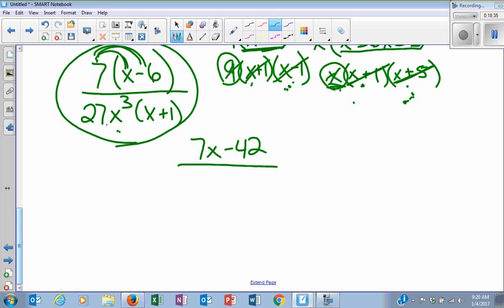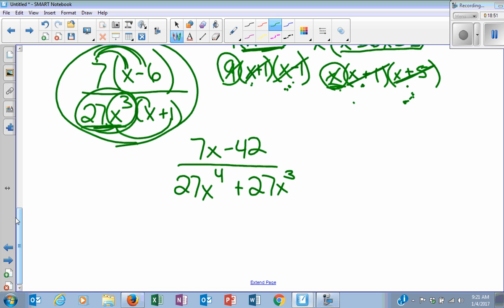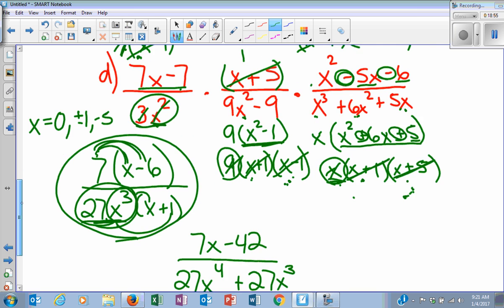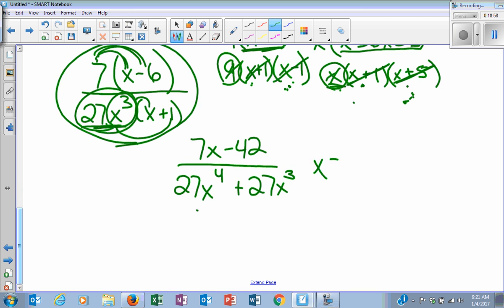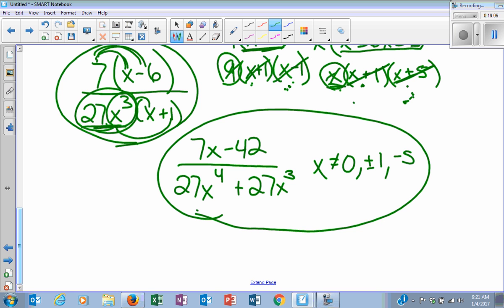Here, they're going to distribute the 27x cubed. And so up front, I'm going to have a 27x. When I do x to the third times x, it becomes x to the fourth. And then when I distribute this times a 1, it becomes plus 27x to the third. And that's the answer the book gave me, with the restrictions being x cannot equal 0, plus or minus 1, or negative 5. That is my final answer. Do not freak out on these.